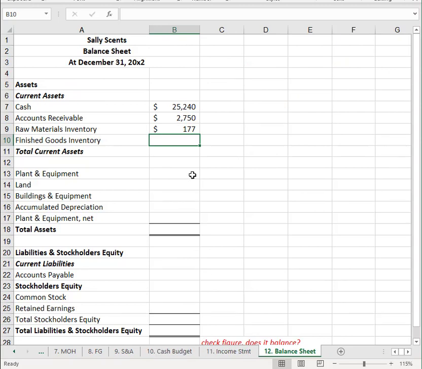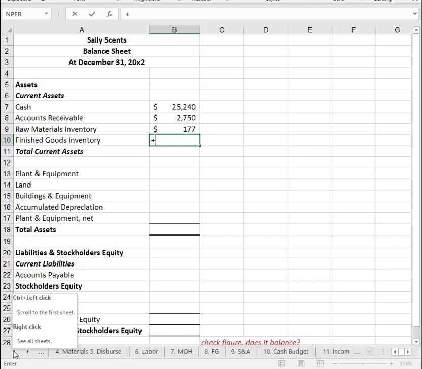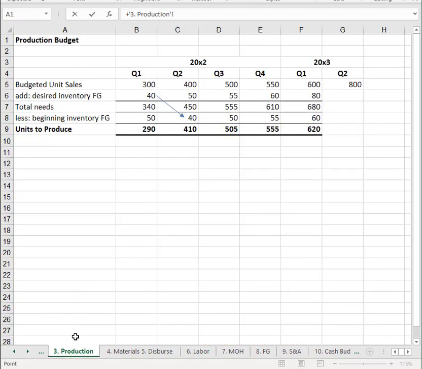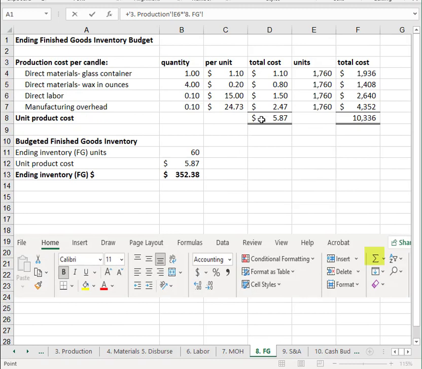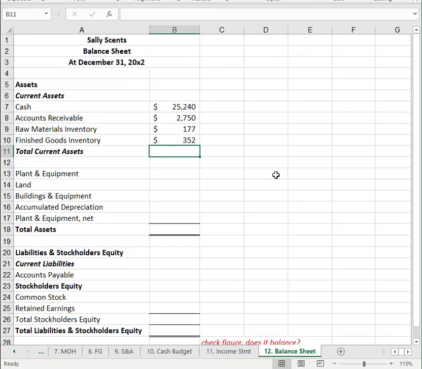Finished goods inventory, same kind of thing. Let's go get how many units are in ending inventory. Going back to the production budget, how many units are at the end of the fourth quarter? 60. What is the cost per unit? Now we have to go over here to our finished goods budget where we got our cost per unit. And those are our total current assets.